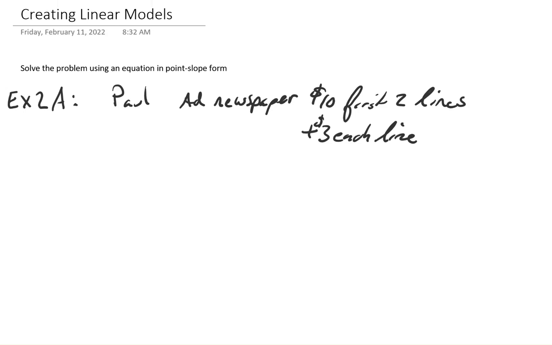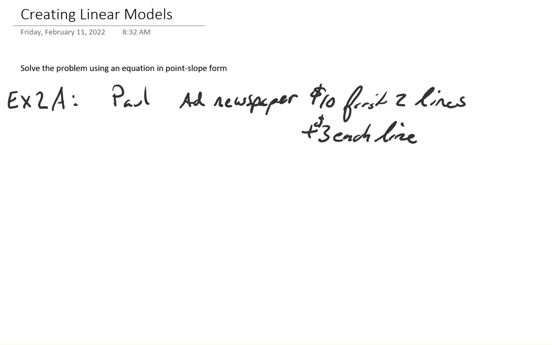Okay, so if you read 2A, we have a situation where Paul wants to take out a newspaper ad. Walks into the office, person says it'll be $10 for the first two lines and $3 for each additional line. So let's pretend Paul walks in, they tell him it's $10 for the first two lines. He turns around and walks out. Did he buy any lines? No, so he didn't have to pay the $10. So you do have to consider 0, 0 as a viable option.